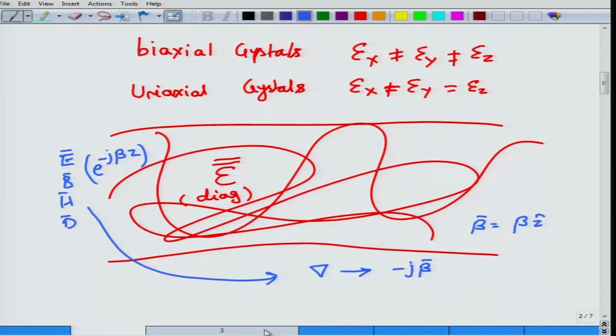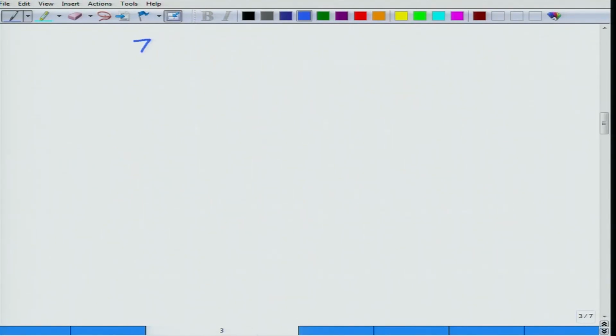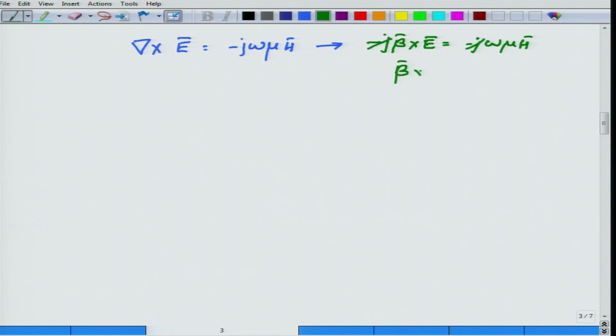What does that do for us? You can simplify Maxwell's equation. So, you have del cross E equals minus j omega mu H. This equation will now become minus j beta cross E is equal to minus j omega mu H. You can remove this minus j from both sides, and then you see that beta cross E, the cross product of the vector beta and the electric field E, which we will assume to be a constant electric field E, is proportional to the magnetic field H.